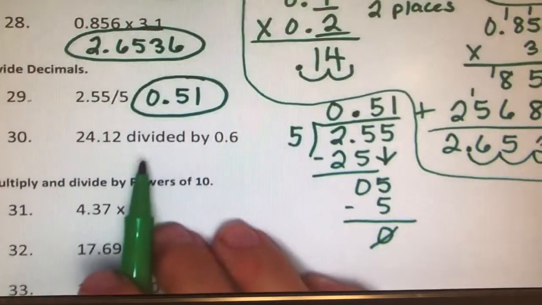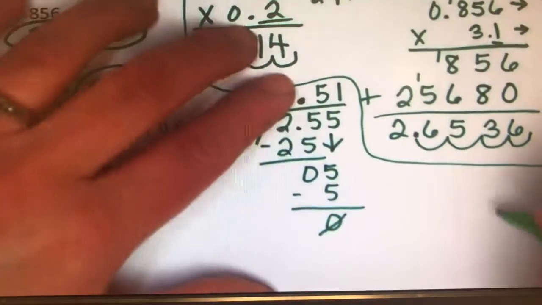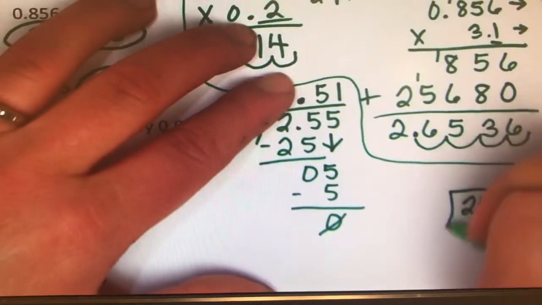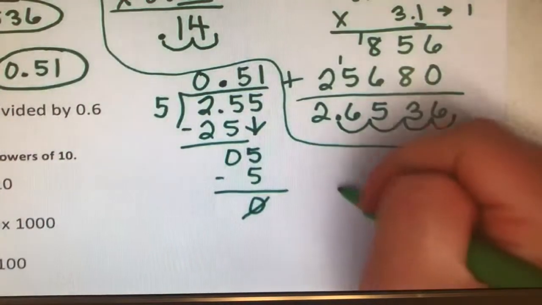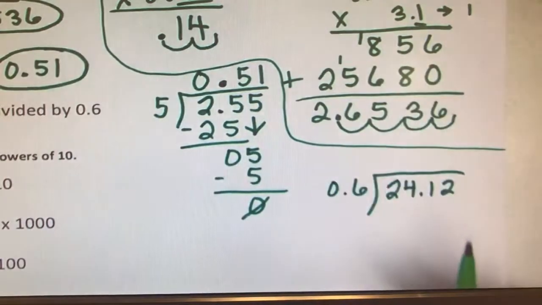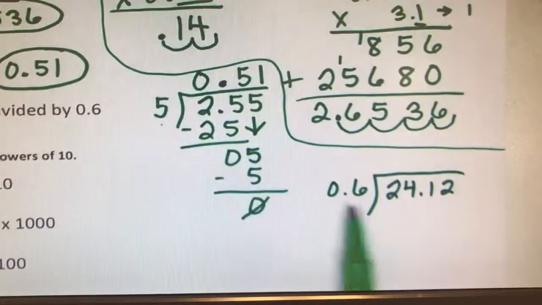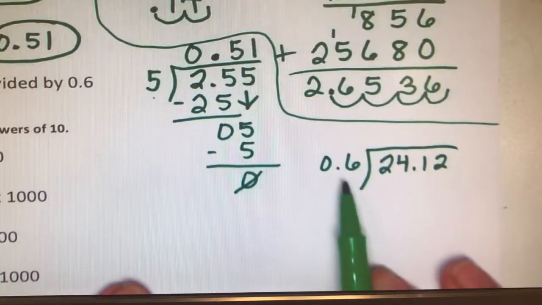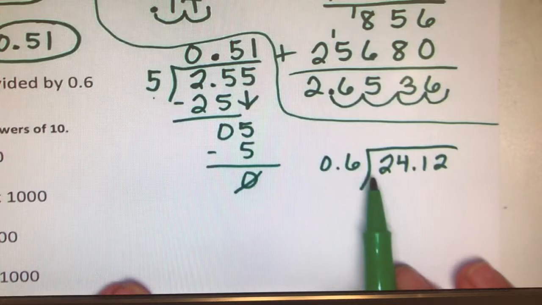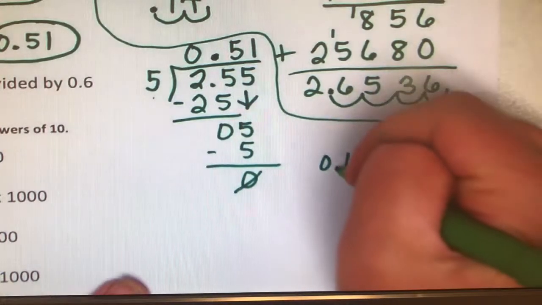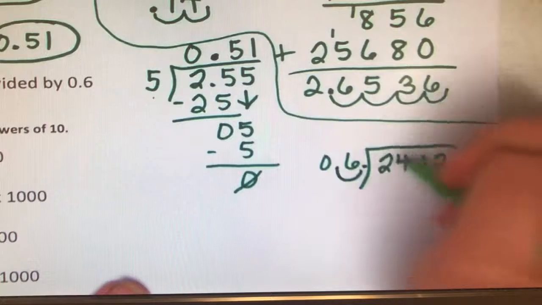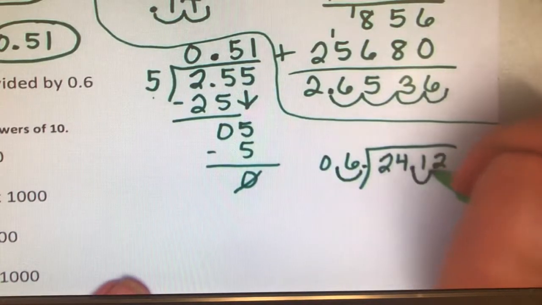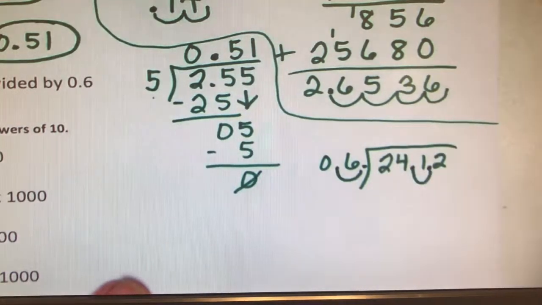Okay, and the next one, we have 24.12 divided by 0.6. Now notice on this first one, we just had a 5 out here. Now we're doing a decimal divided by a decimal, so this is a little bit different. So basically what we want to do is make this a whole number, but we can't just magically do that. What we're going to do is move the decimal over one place. But if we move the decimal over one place in our divisor, we have to move it over one place in our dividend. That's the number on the inside.